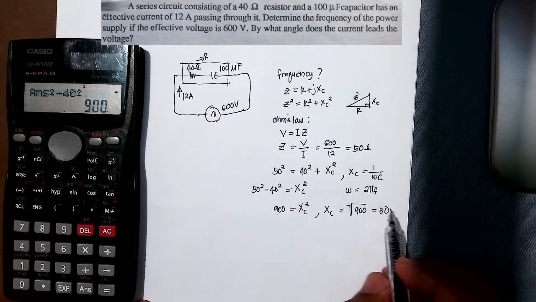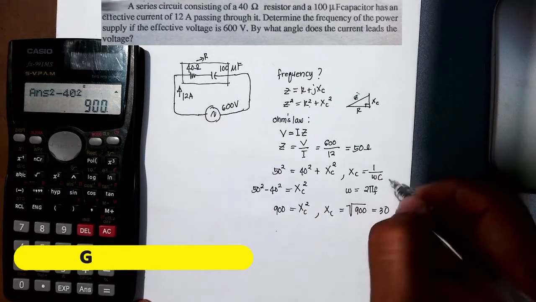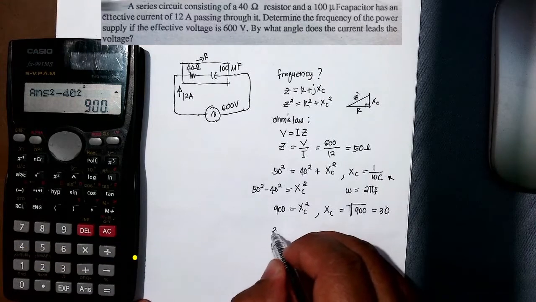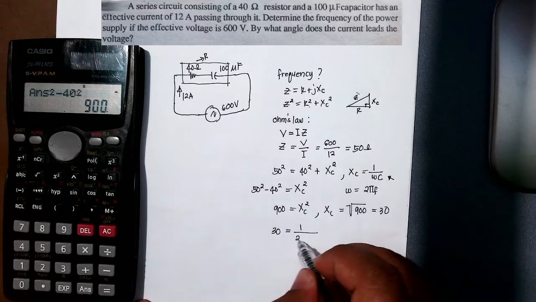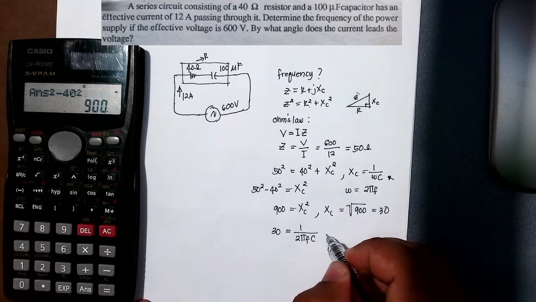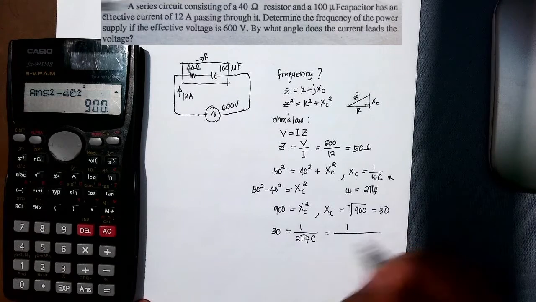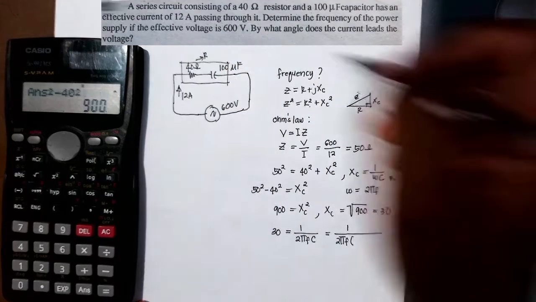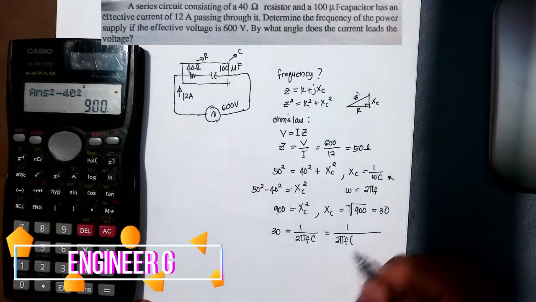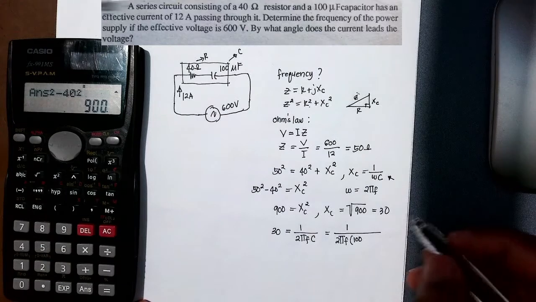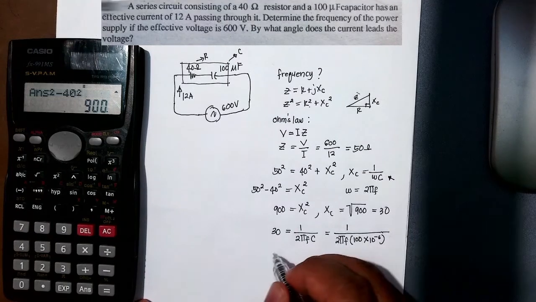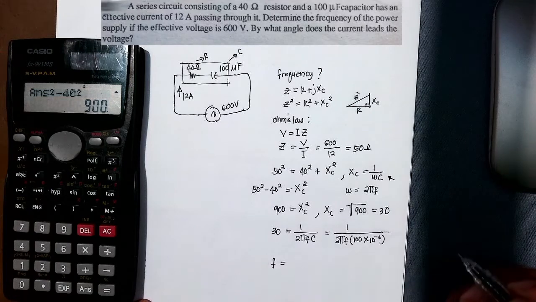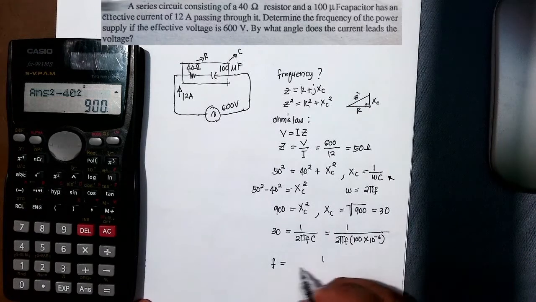So we substitute it here. X sub C is 30, equal to 1 over omega C, and omega is 2 pi F. So that is 1 over 2 pi F C. Therefore this is equivalent to 2 pi F, and C is given also, which is 100 microfarad, and I'll change it to farad, so that will be times 10 to the negative 6 farad. So this will now be the equation.